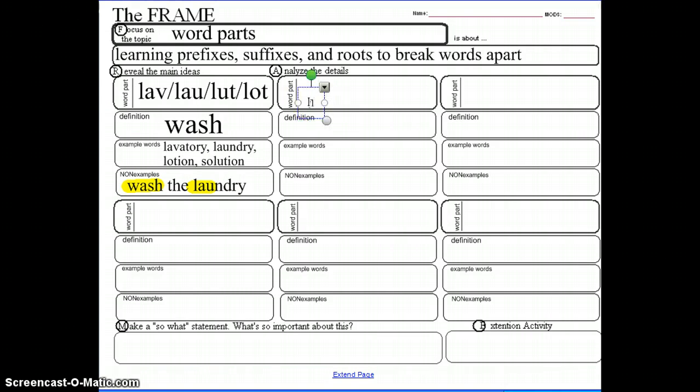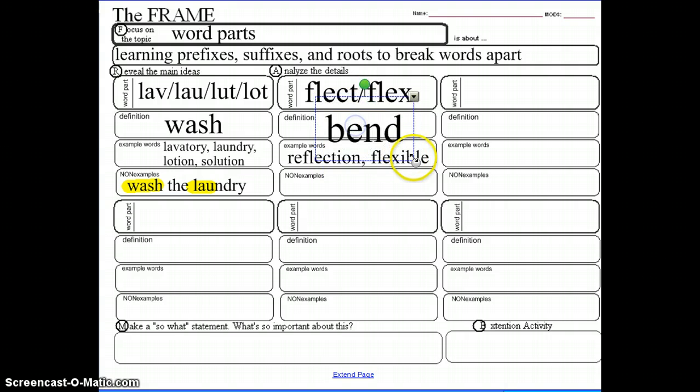Okay, another word part was flect and flex. It has 2 different meanings that go with it. For flect, one of our example words was reflection, when we think of light bouncing back or bending back from an image in a mirror, and flexible. These are both words that most students should be able to associate very easily with the definition, which is bend. So if flex and flect mean bend, we wanted to put a phrase together with bend and one of our example words. So we said "bend the flexible ruler." And so we've got our definition, bend, and our word part, flex.